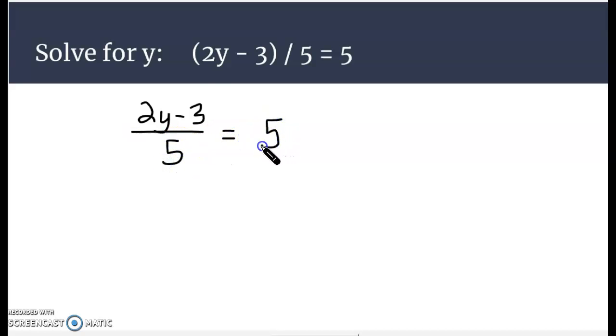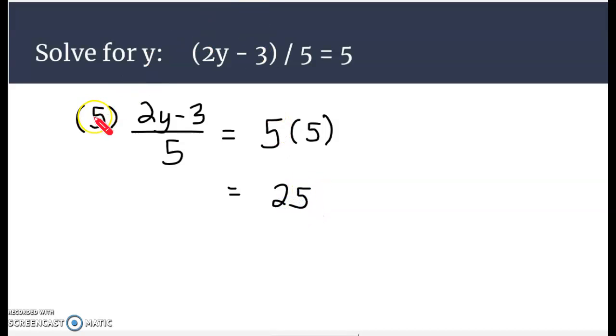Okay, 3 things are happening. We have variable y, there it is right there. It's getting multiplied by 2, we're subtracting 3, but we're also dividing by this 5 here. So, let's get rid of that 5 first. Here's how we're going to undo divide by 5. We're going to multiply by 5. And if you multiply by 5 on one side, do it to the other. The right side of the equation, 5 times 5 is 25.